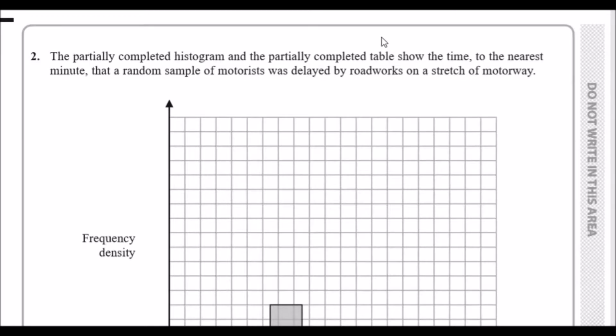Anyway, here we go. Number 2. The partially complete histogram and partially complete table show the time, to the nearest minute, that a random sample of motorists was delayed by roadwork on a stretch of motorway.